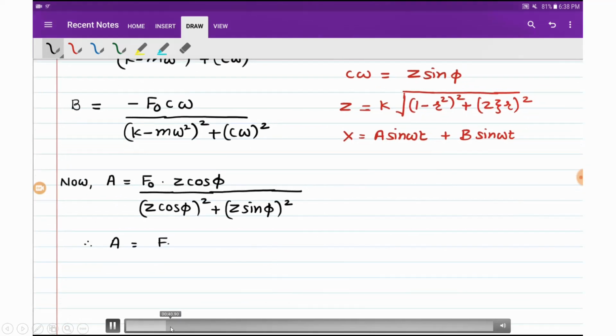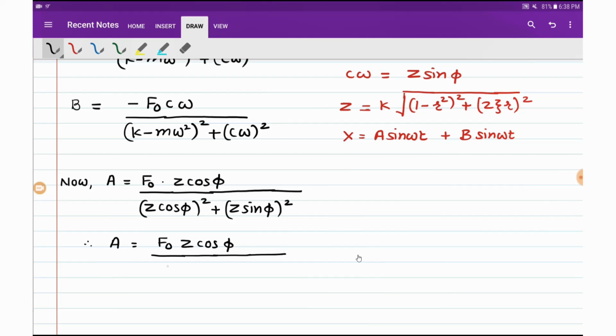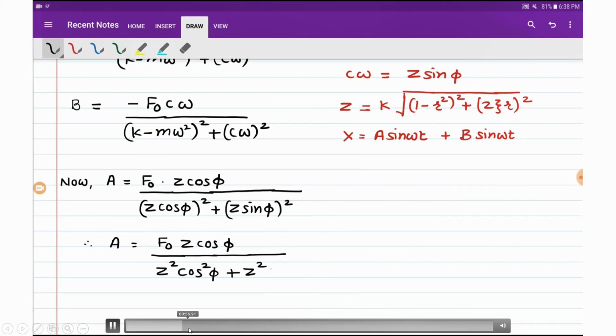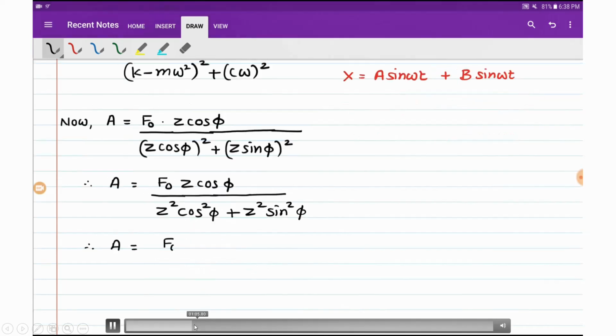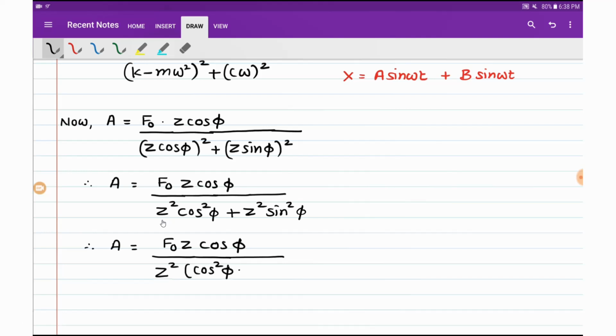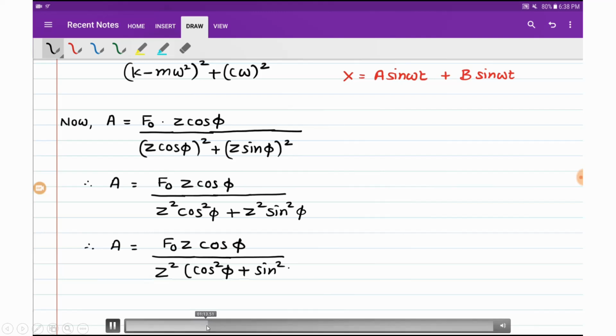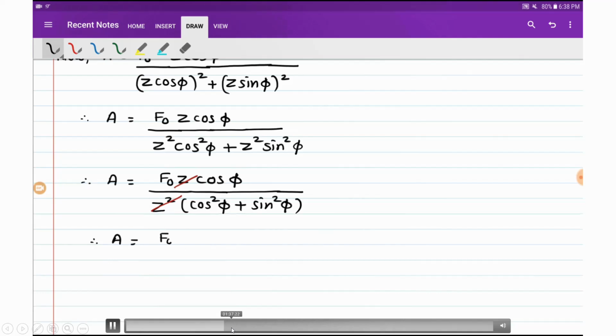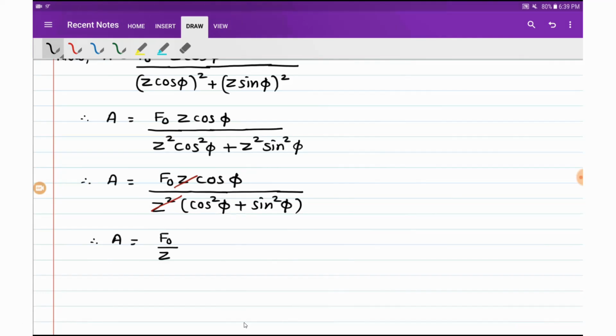So a is equal to f0 z cos phi as it is. In the denominator, we will have z square cos square phi plus z square sin square phi. So the numerator we will keep as it is. From the denominator, we can take z square common, so it is z square inside the bracket cos square plus sin square, and cos square plus sin square is 1. One z will also get cancelled out. So the value of a that we can obtain is f0 upon z cos phi.